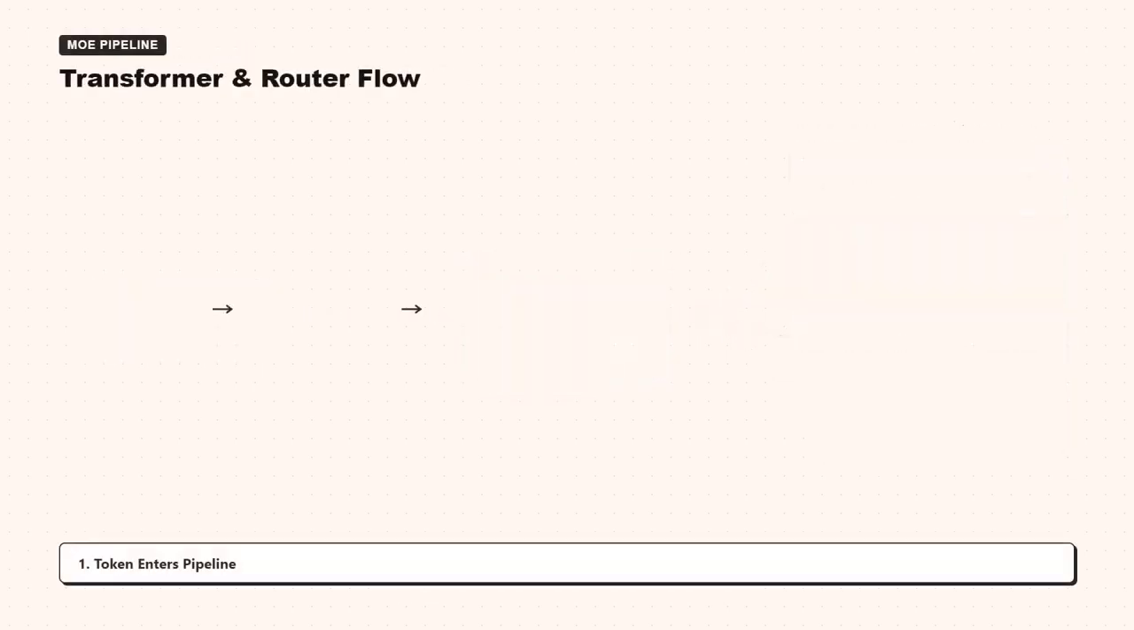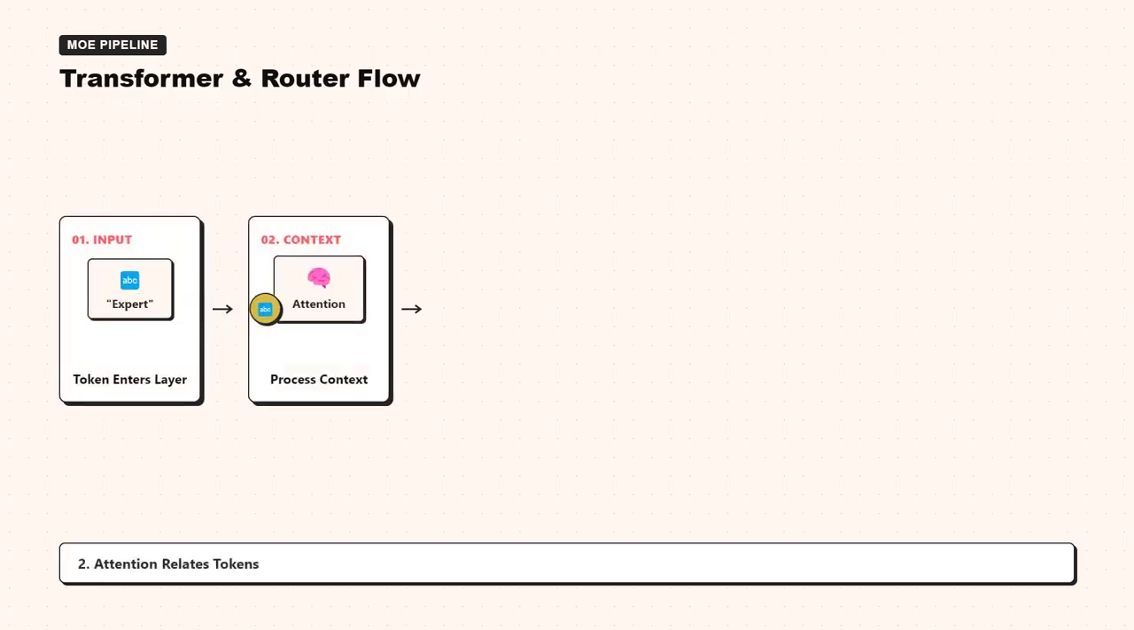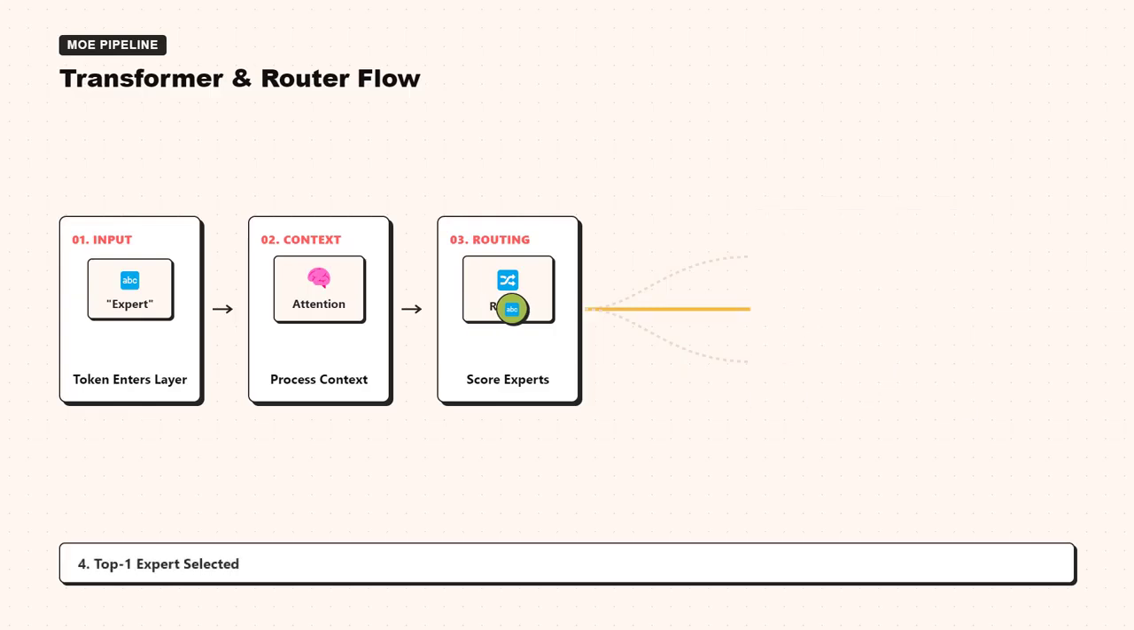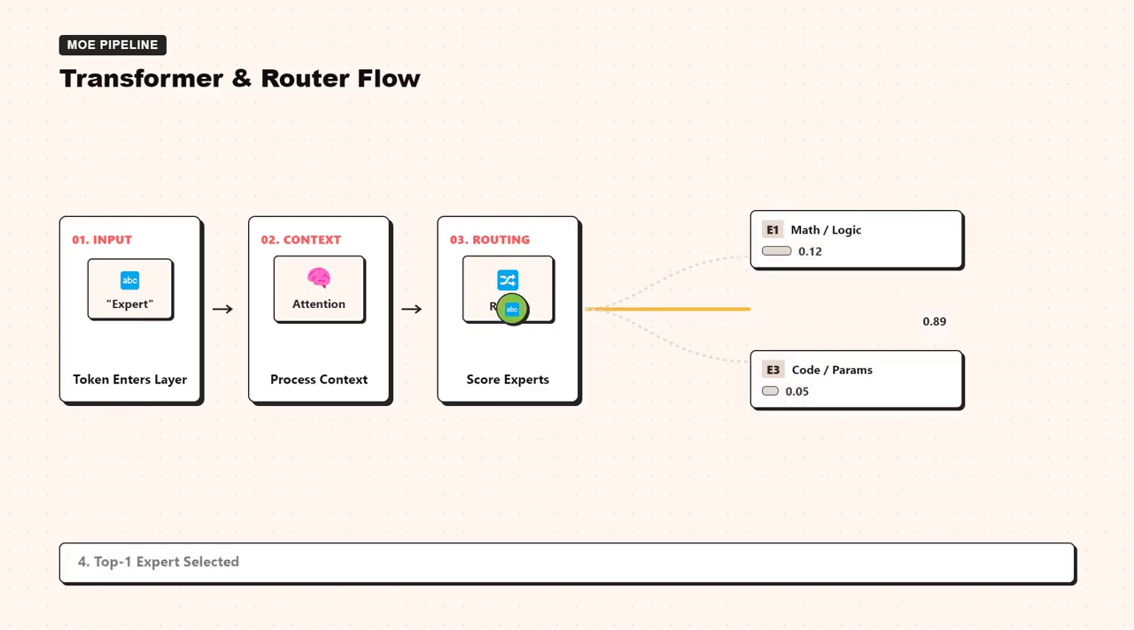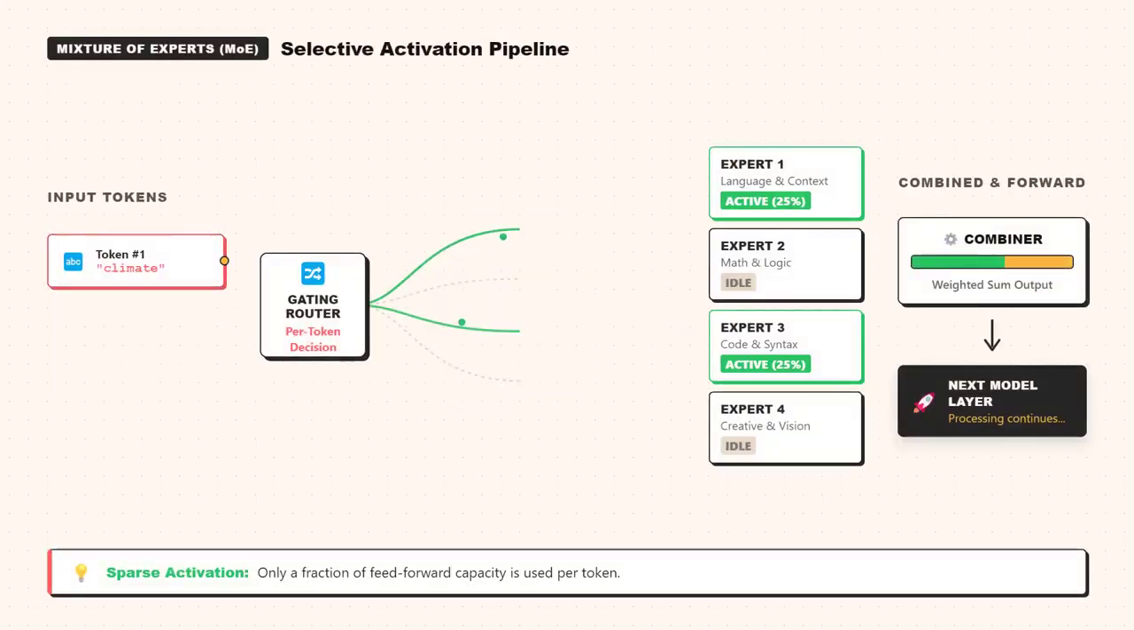So the basic process looks like this. A token enters the transformer layer. Attention processes the token and its context. The router then gives each available expert a score. The model selects the highest scoring expert or experts. The token is sent only to those selected experts. Their outputs are combined, and the result continues into the next part of the model. That's the central idea. Instead of activating the entire feed-forward capacity, the model activates only the part that appears most useful for that particular token.